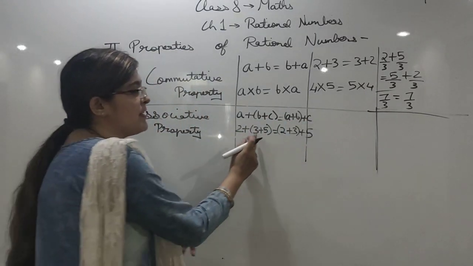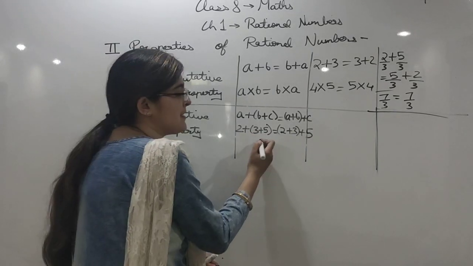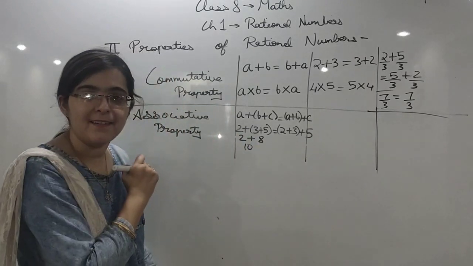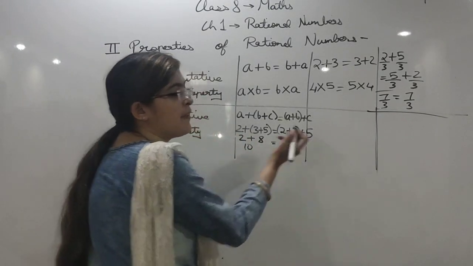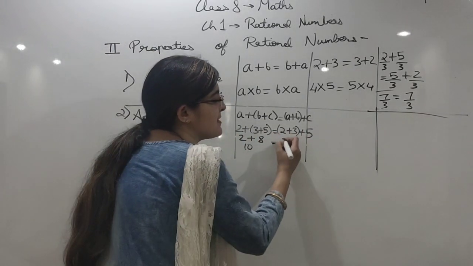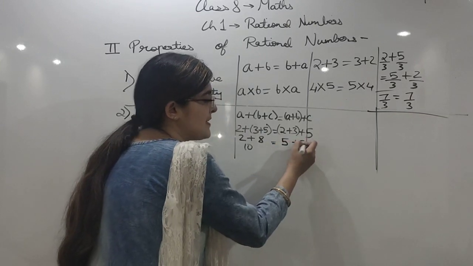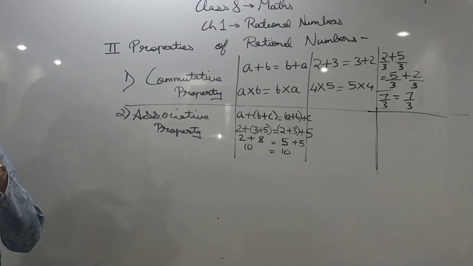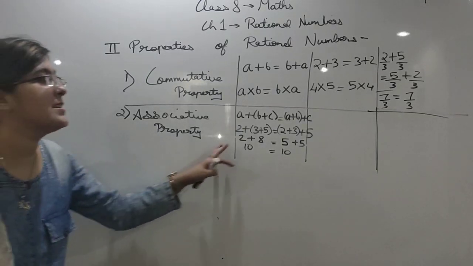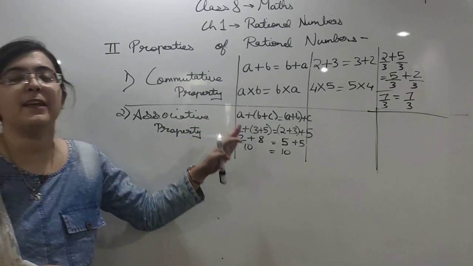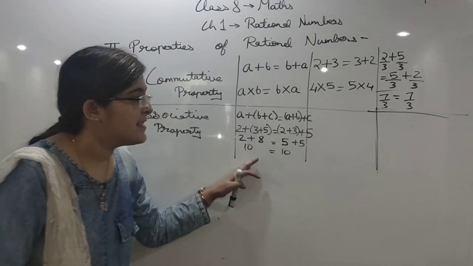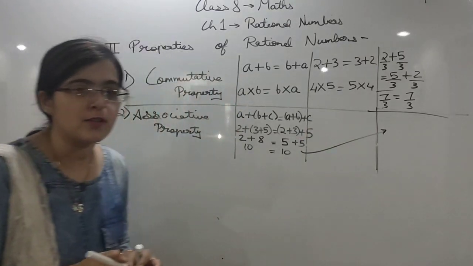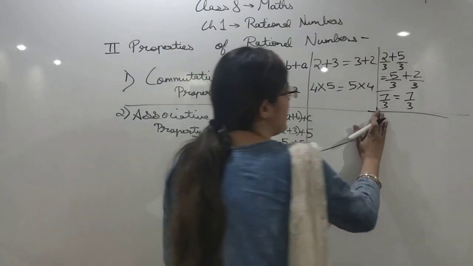How? First we will solve the bracket. 3 plus 5 is 8, plus 2, the answer is 10. Here also, first we will solve the bracket. 2 plus 3 is 5, plus 5, the answer is 10. Correct? All of you. So this is the associative property of addition. The same will apply to your rational numbers also. Okay, how? Let's see.